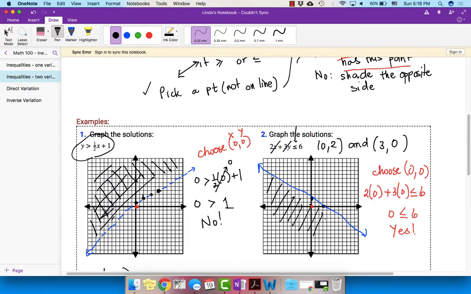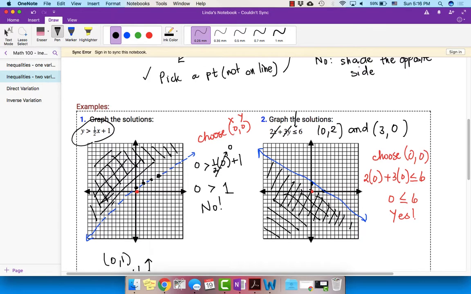So you notice the difference here? If my answer is no, I'm going to shade on the side opposite to the point that I chose. But if my answer is yes, then I'm going to shade on the side that has that point. That is how you graph the solution of a linear inequality.